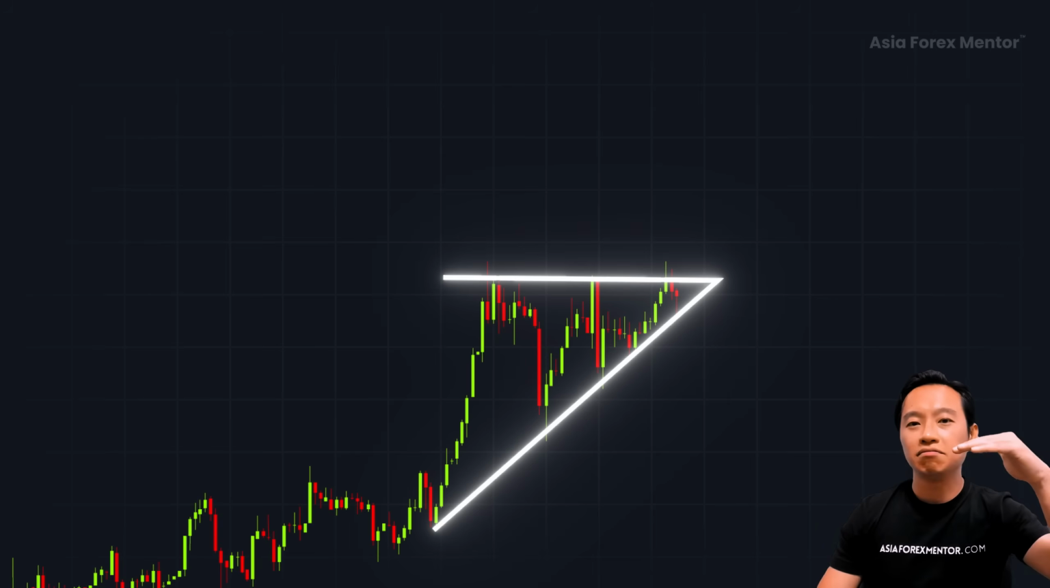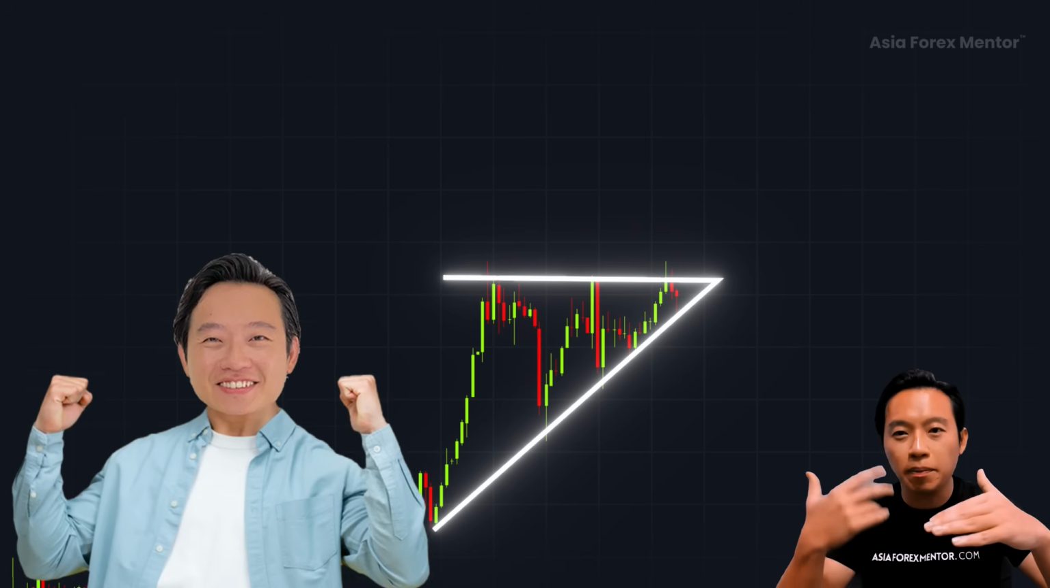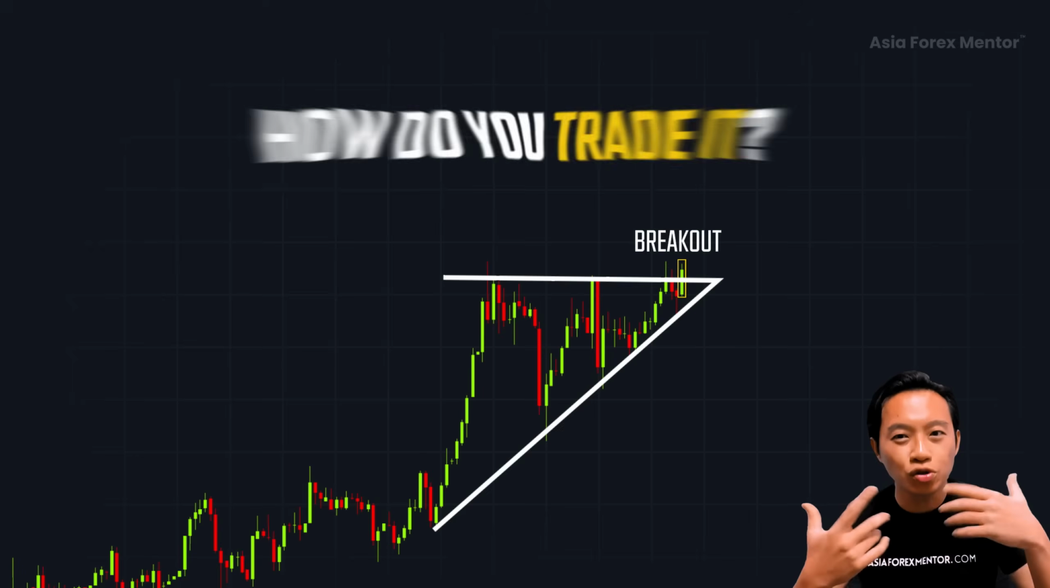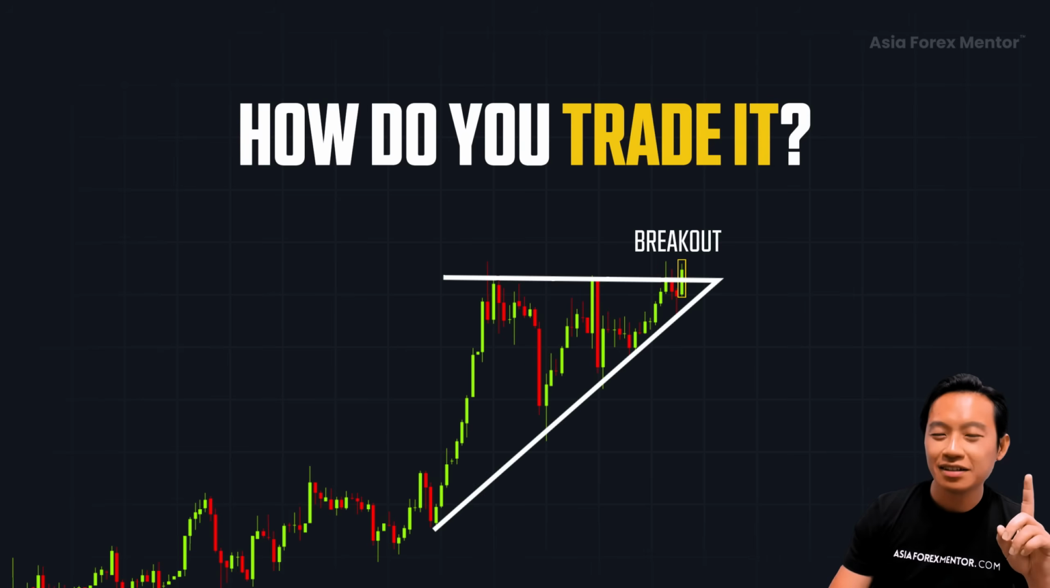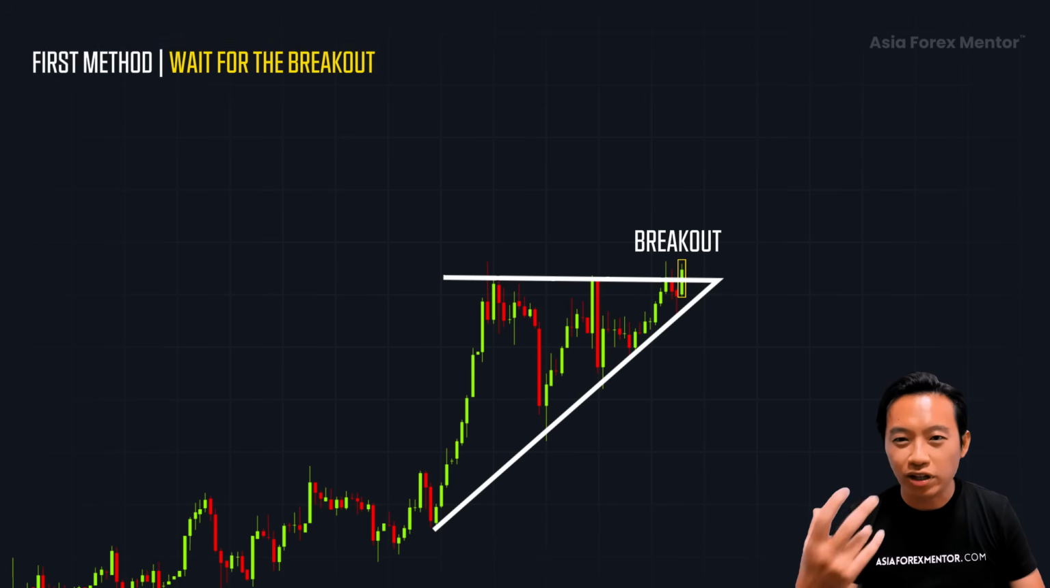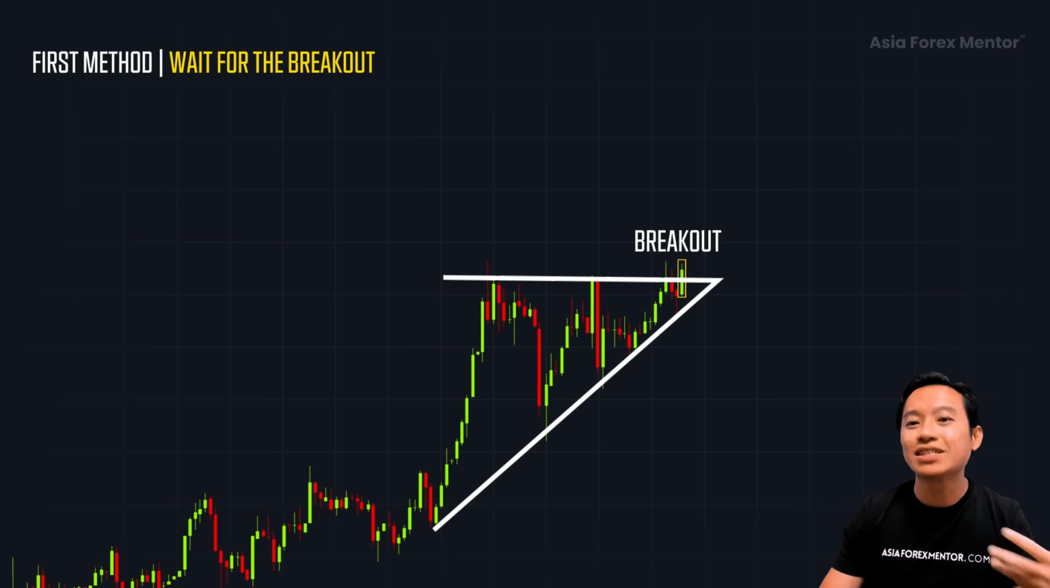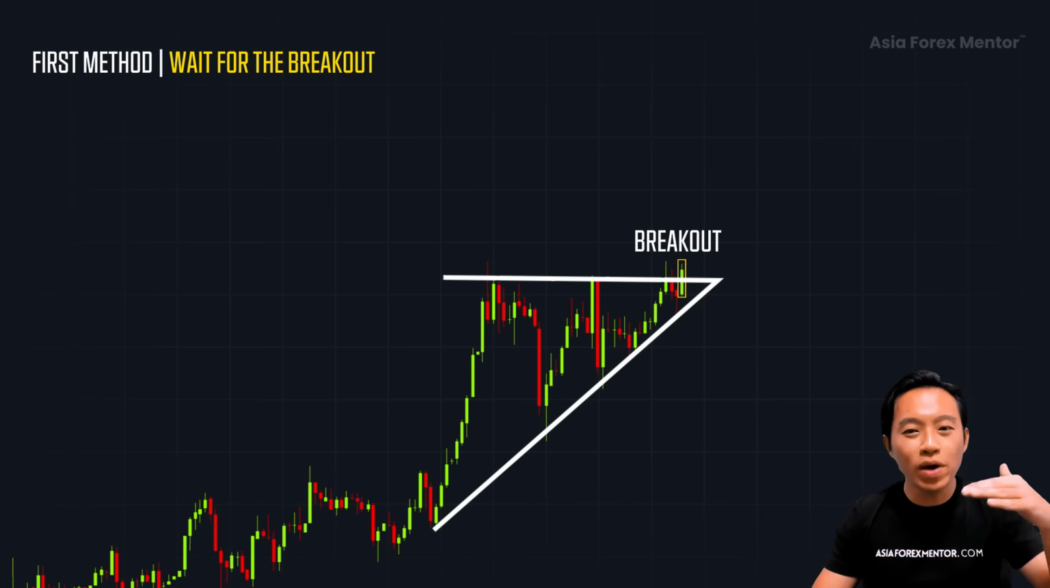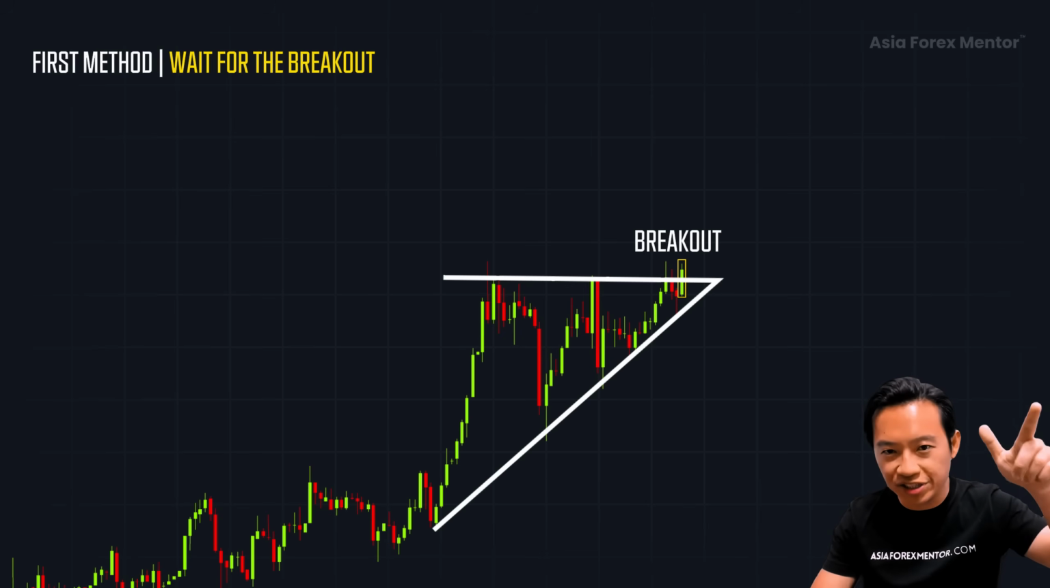So now you have spotted the pattern on your chart and you know the breakout is going to come. It's great. So how do you trade it? First off, the first method, the play that everybody does: you wait for the breakout. That is a safer play because it's with confirmation. So you wait for price to actually break above the resistance level.